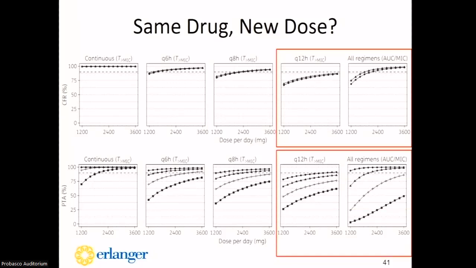When we look at the bottom graphic, for the probability of target attainment for ranges of MICs of 0.5, 1, 2, and 4, we again see that the current linezolid dosing regimen may not provide adequate drug concentrations for even MICs of 0.5.